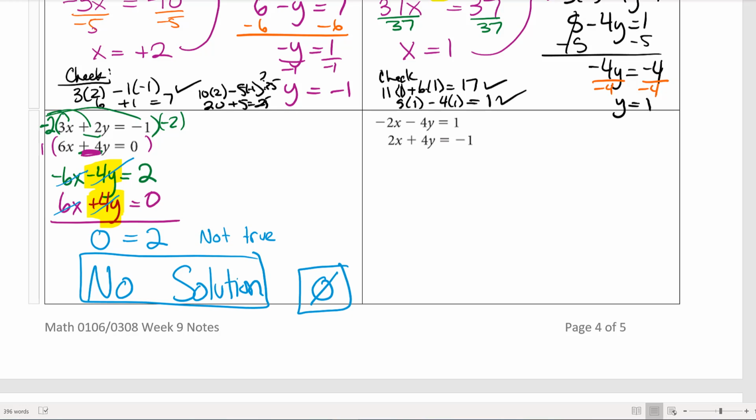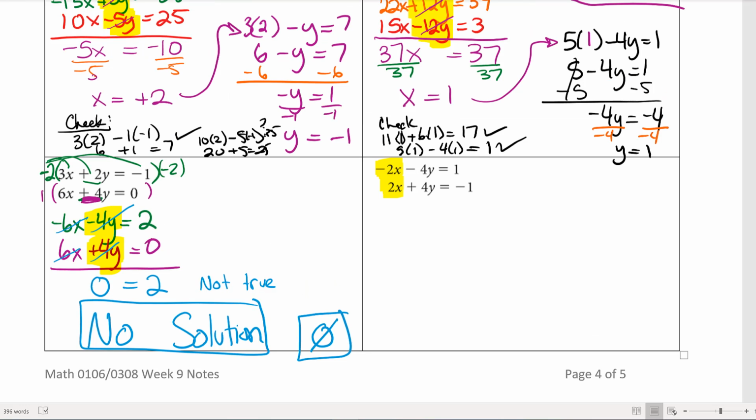Our last equation is probably the easiest one of them all. Notice that the 2x and the negative 2x are already lined up. They're already opposite. So all I have to do is add the two equations. Negative 2 plus 2 adds to 0. Uh-oh. Negative 4 plus 4 also adds to 0. And 1 minus 1 also adds to 0. So I tried to solve for y by eliminating the x, but both the x and the y eliminated.